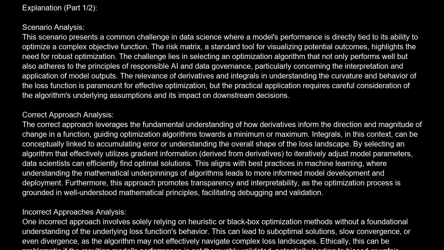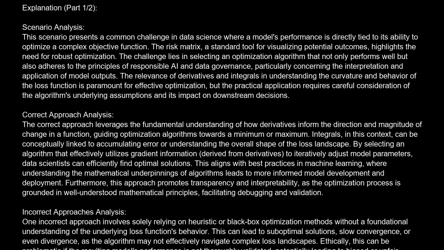Explanation. Scenario analysis. This scenario presents a common challenge in data science where a model's performance is directly tied to its ability to optimize a complex objective function. The risk matrix, a standard tool for visualizing potential outcomes, highlights the need for robust optimization. The challenge lies in selecting an optimization algorithm that not only performs well, but also adheres to the principles of responsible AI and data governance, particularly concerning the interpretation and application of model outputs.